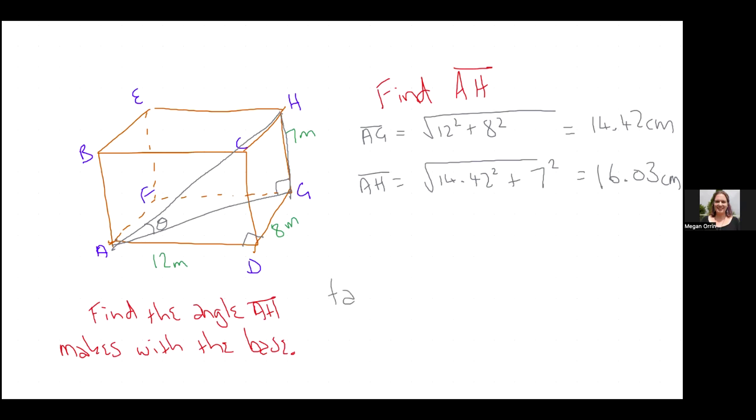So tan is the opposite over the adjacent, which is this one here, which we worked out is 14.42. So then you just have to take the inverse tan of that, which I haven't done yet. The inverse tan of 7 over 14.42. It's 24.89. Did we get that?